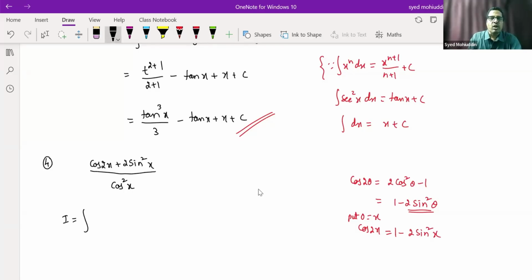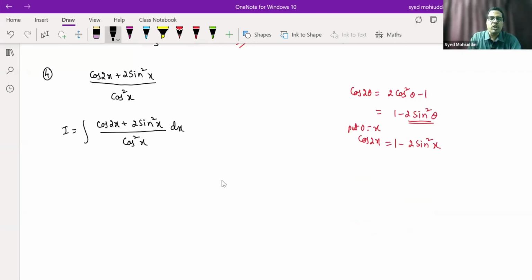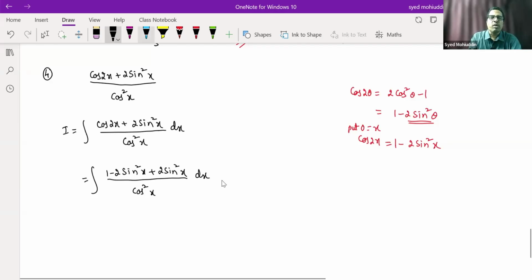So it is integral of what you have. You are having cos 2x plus 2 sine square of x divided by cos square of x into dx. So now I'm replacing cos 2x to be equal to how much? 1 minus 2 sine square of x plus, now this 2 sine square of x will be as it is, whole divided by what will be left out? Cos square of x into dx. But we observe this positive and negative will get cancelled. You'll just be left with only 1 by cos square of x.